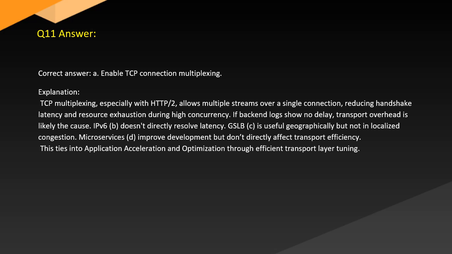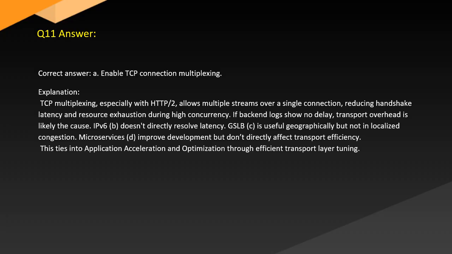Answer. Correct answer. A. Enable TCP connection multiplexing. Explanation. TCP multiplexing, especially where HTTP allows multiple streams over a single connection, reduces handshake latency and resource exhaustion during high concurrency. If backend logs show no delay, transport overhead is likely the cause.